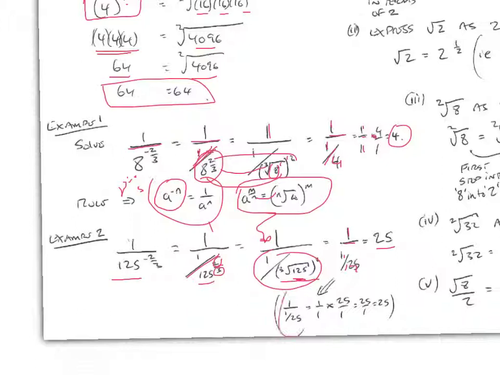Why is that? 1 over 25, so it's 1 over 1 times... We go from division to multiply, but we invert them. 25 over 1 is equal to 25.